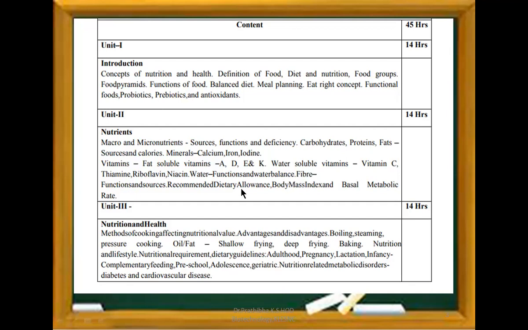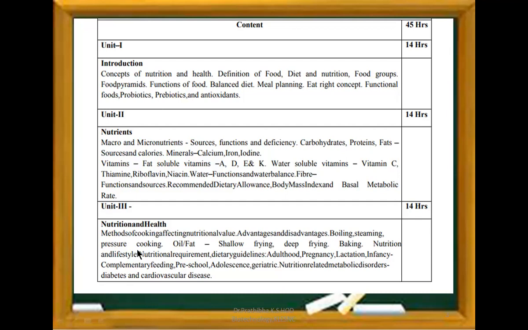Then fiber, functions and sources of fibers, recommended dietary allowance, body mass index, that is BMI, and basal metabolic rate, that is BMR. BMR means basal metabolic rate, and body mass index is in short BMI. This unit 2 also has 14 hours of classes.